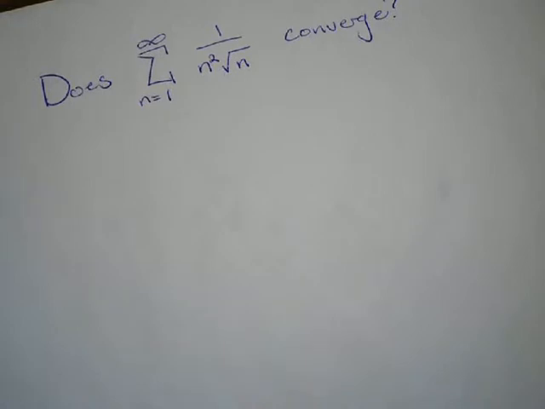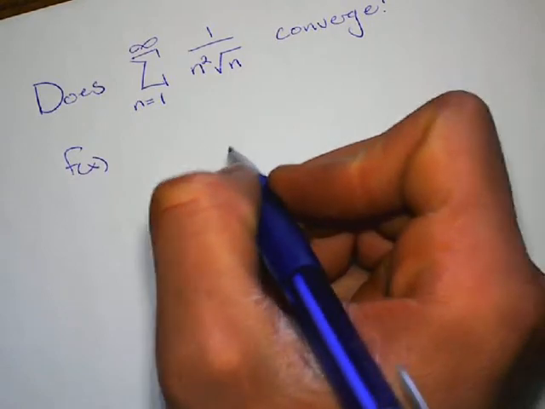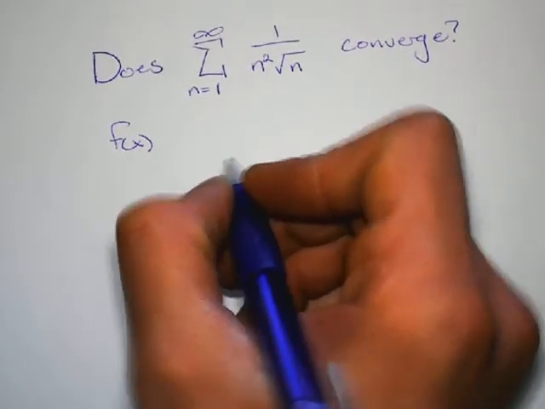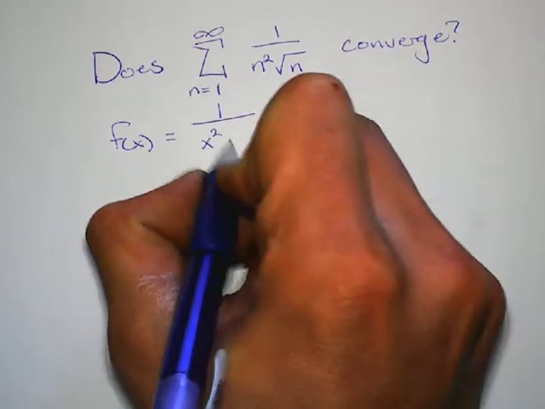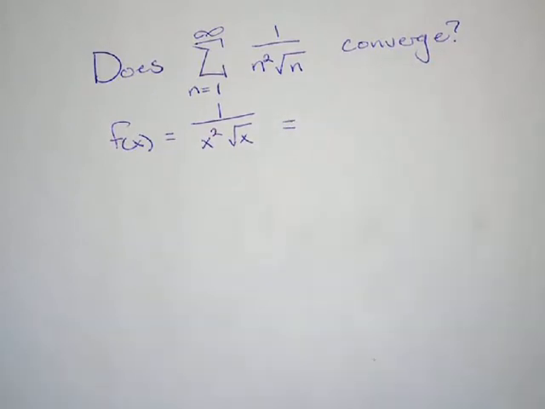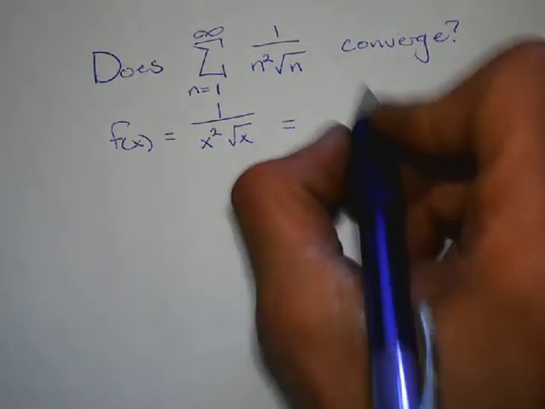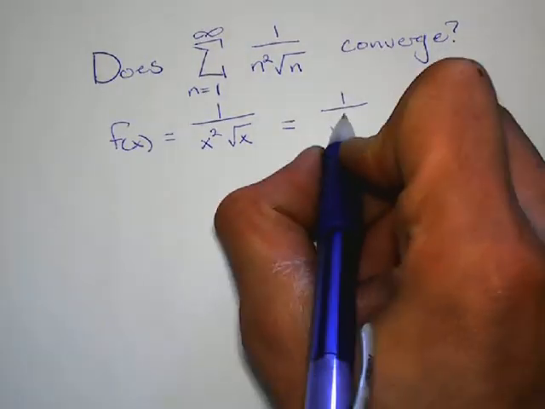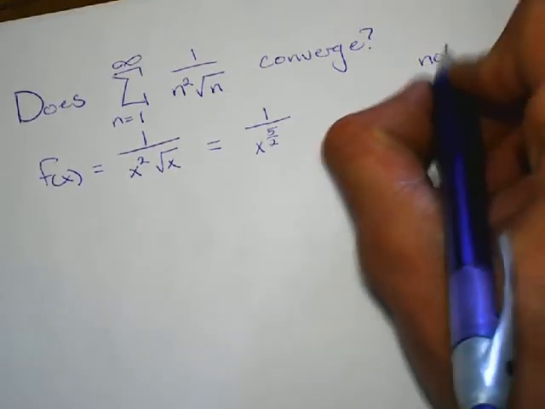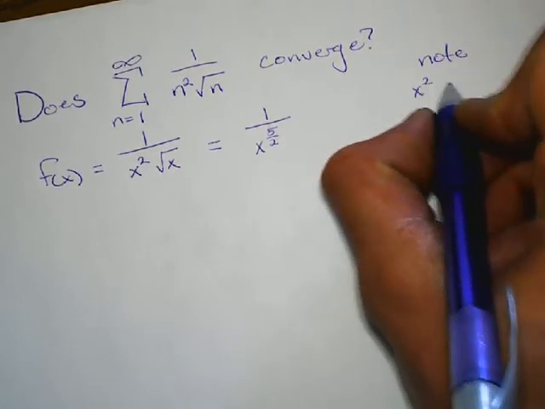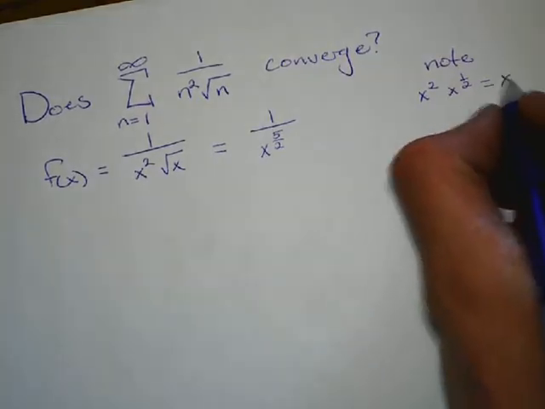Okay, so what we're going to do first is define this as f of x. Now, f of x is equal to 1 over x squared times the square root of x. How do we simplify this? This is 1 over x to the 5 halves, as x squared times x to the 1 half, or the square root of x, is x to the 5 halves.